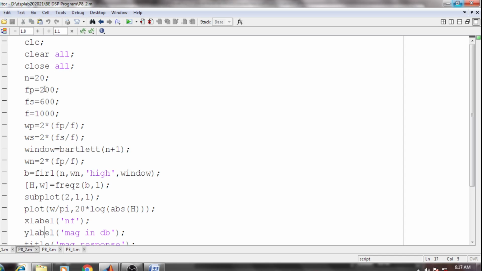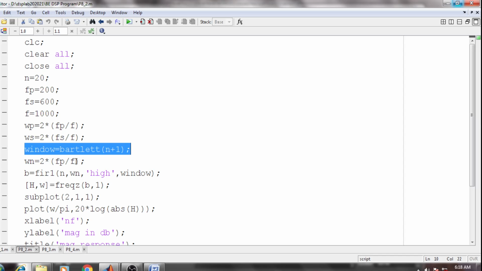In the second program, again I am telling you how you can write it. Again n, fp, fs and f are defined. Then wp and ws are both calculated. The formula for wp is 2 into fp by f, and for ws it is 2 into fs by f. The new thing here is the declaration of this Bartlett window. So window is equal to bartlett(n plus 1).